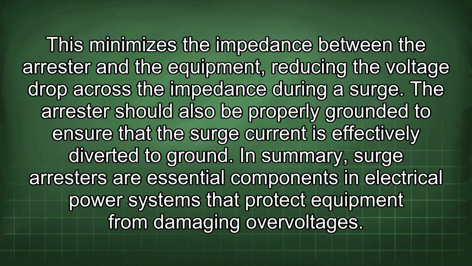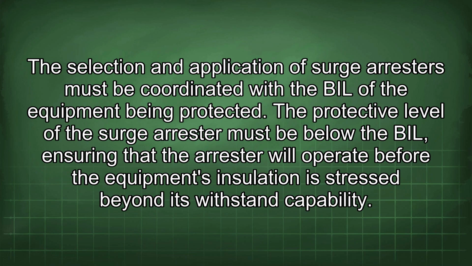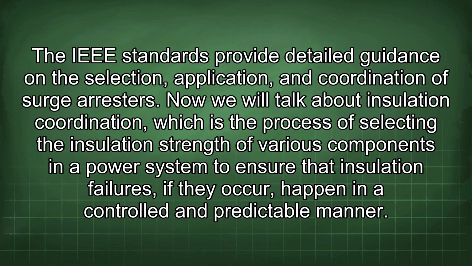In summary, surge arresters are essential components in electrical power systems that protect equipment from damaging overvoltages. The selection and application of surge arresters must be coordinated with the BIL of the equipment being protected. The protective level of the surge arrester must be below the BIL, ensuring that the arrester will operate before the equipment's insulation is stressed beyond its withstand capability. The IEEE standards provide detailed guidance on the selection, application, and coordination of surge arresters.